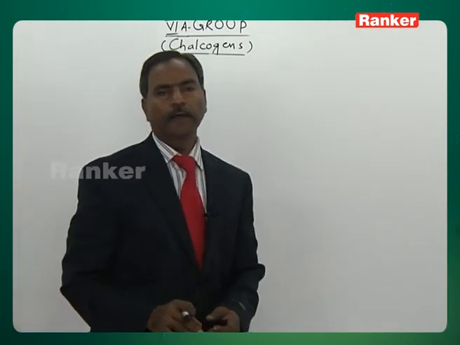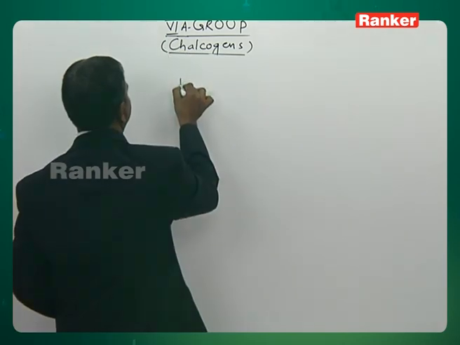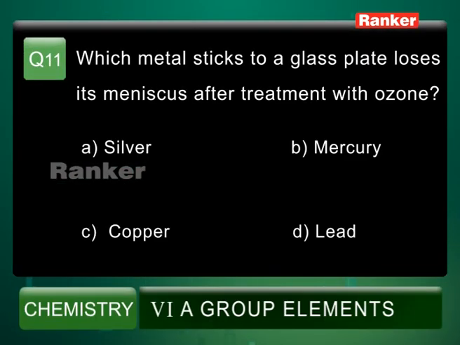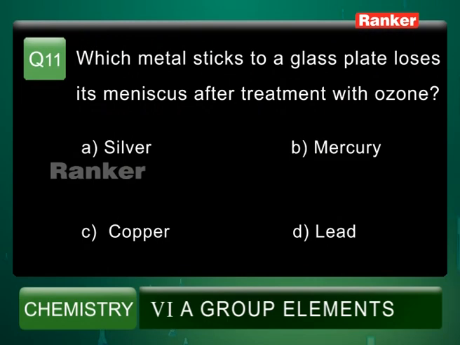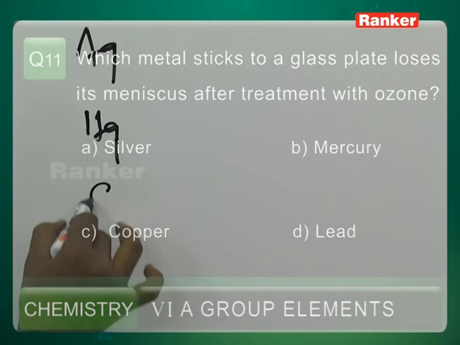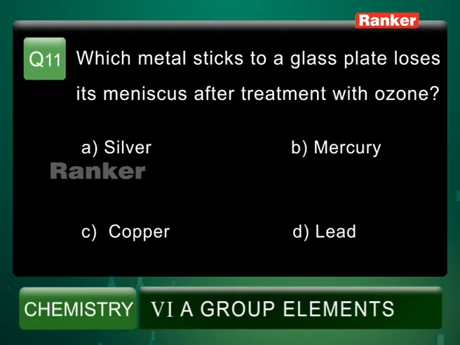Question number 11. Which metal sticks to glass plate, loses its meniscus after treatment with ozone? A is given as what? Silver. B is given as what? Mercury. C is given as copper. D is given as what? Lead.